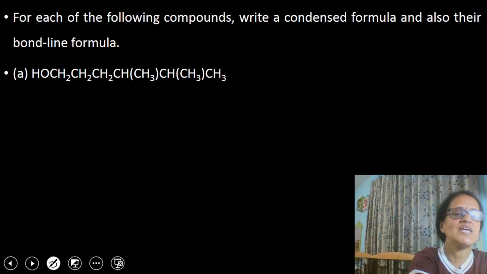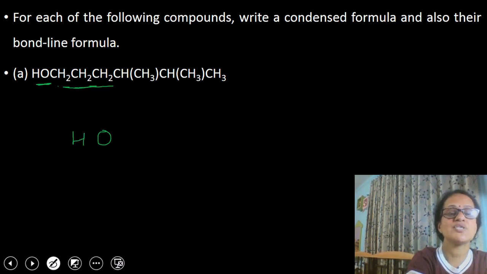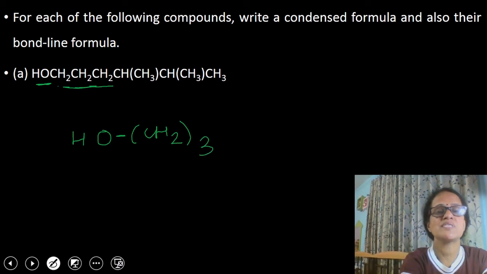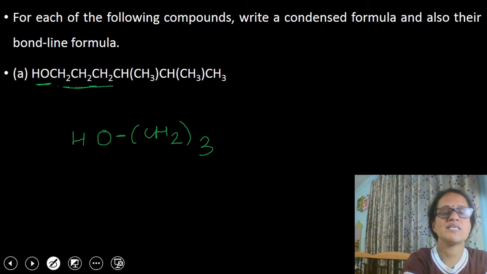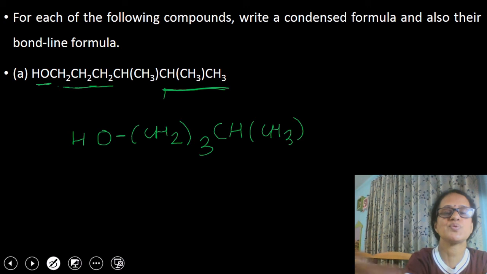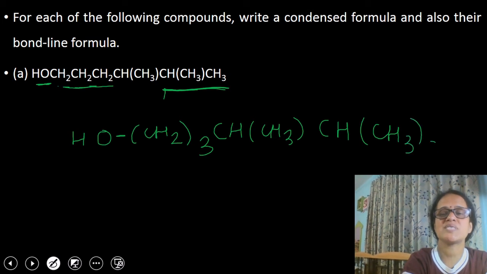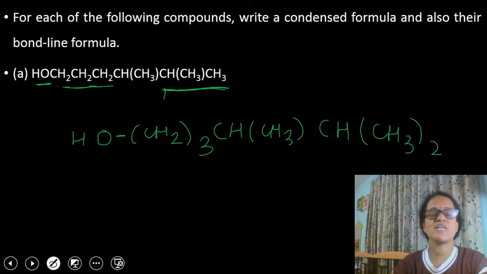So first, children, we have OH and after that we have CH2 written 3 times. So what we will do? We will write OH. Then we will write CH2 taken thrice. Then we have CH. CH is attached to CH3. And here you can see that this CH is attached to 2 CH3. So we will write CH, CH3 taken twice. So this is the condensed structure of the compound which is given in the question.